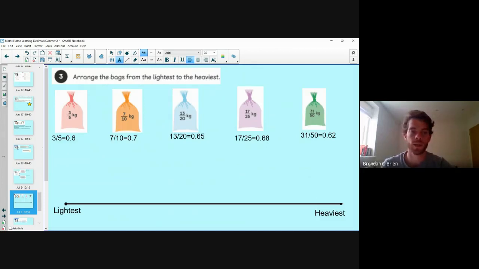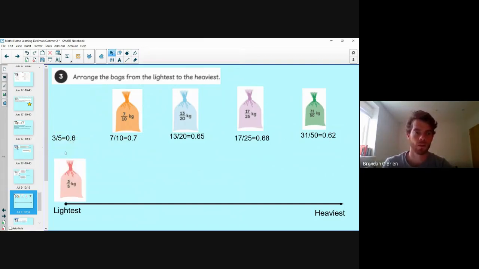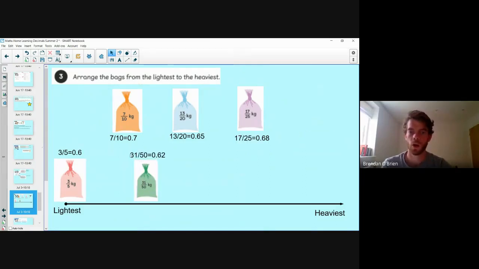Well, here I can see 0.6. I know 0.6 is smaller than 0.7. I know it's smaller than 0.65, 0.68, and 0.62. Okay, so I can put that as my lightest bag of sweets, let's say. What's my next one? Here I can see I've got 0.62. That's lighter than 0.65. I'm going to put this one here. What's my next one? Well, here I've got 0.65. I know that's lighter than 0.68. There we go. I've got 2 left.